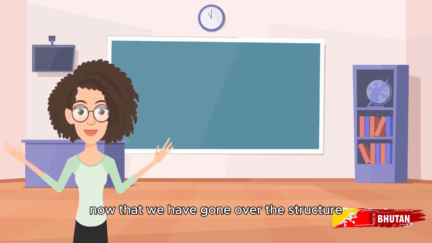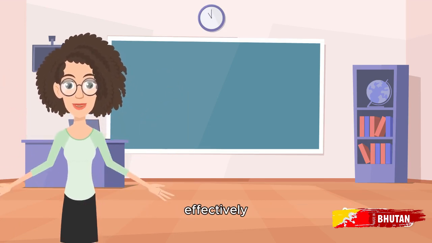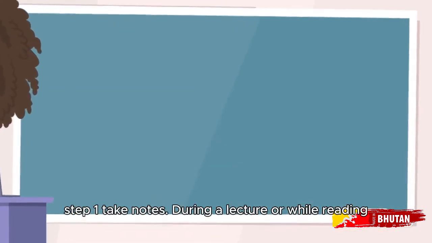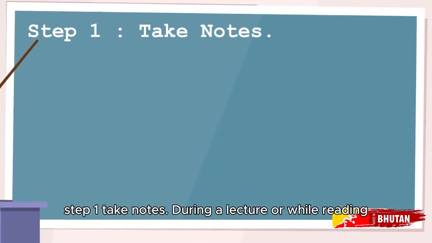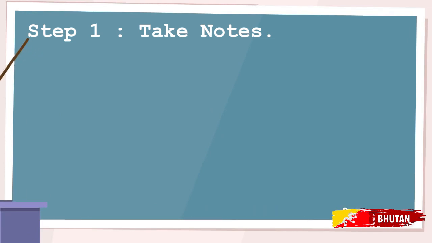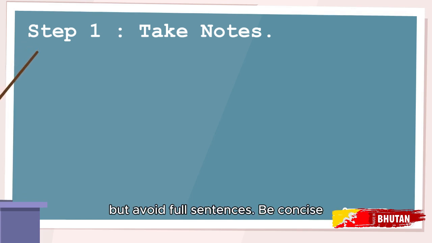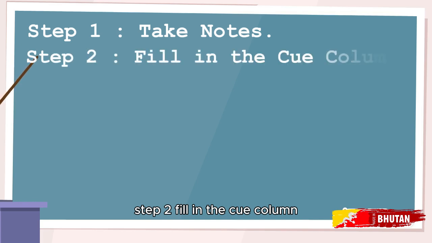Now that we have gone over the structure, let's work through how to use the Cornell method effectively. Step 1. Take notes. During a lecture or while reading, jot down the main points in the note-taking area. Write down key facts, definitions, and ideas, but avoid full sentences. Be concise.